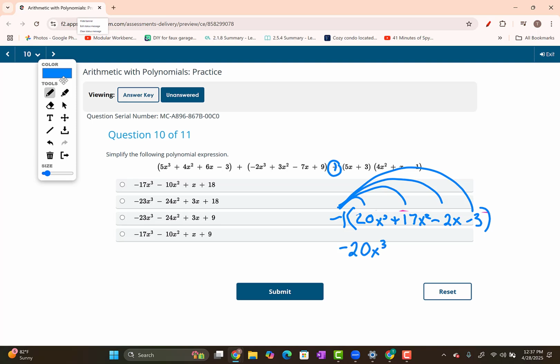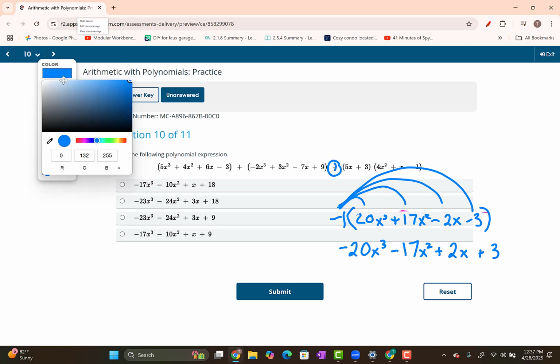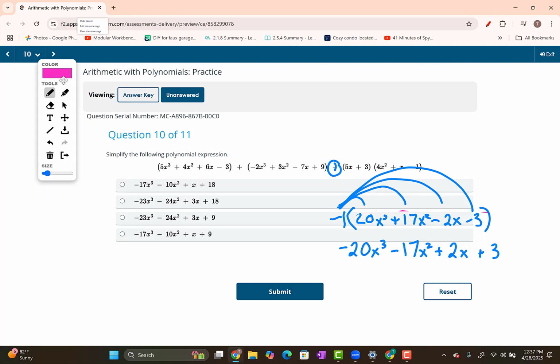So negative 1 times 20 is negative 20. Negative 1 times 17 is negative 17. Negative 1 times negative 2 is positive 2. Negative 1 times negative 3 is positive 3. And now finally, we are just adding all of the like terms. So let's do this all at once.